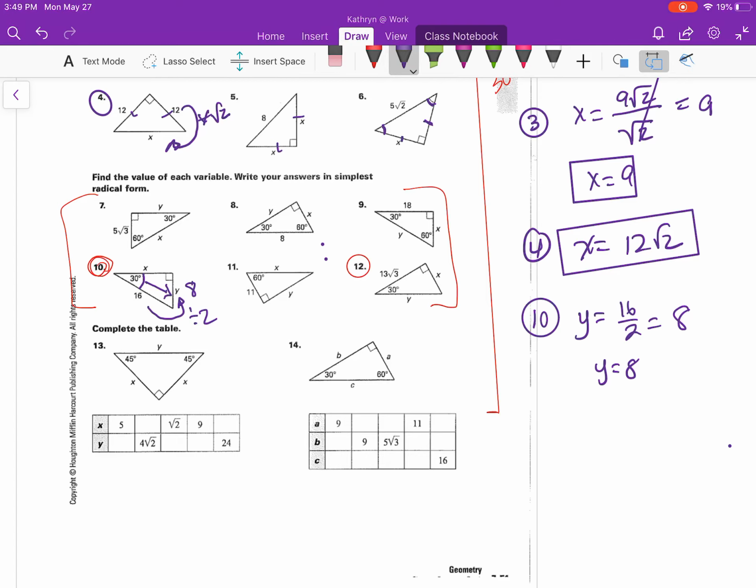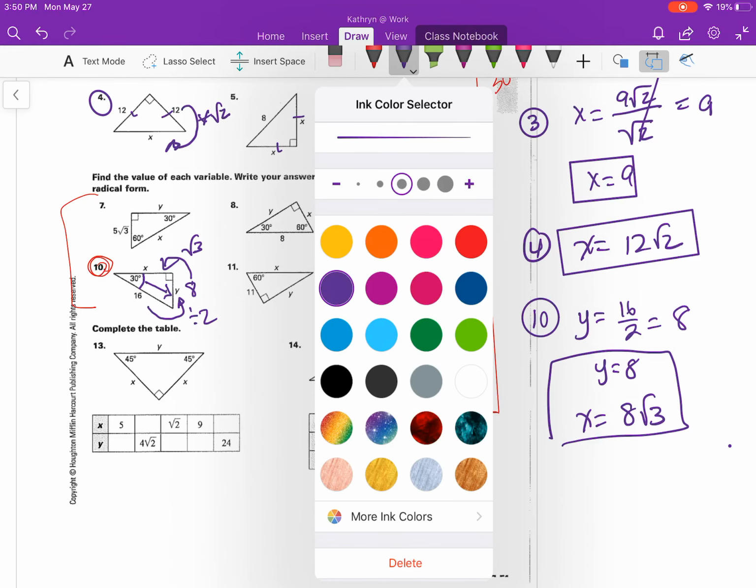And then to get the longer leg, I multiply the short leg by the square root of 3. So x will equal 8 times the square root of 3. And then I don't have to do anything else with that problem. That's done. Number 12.